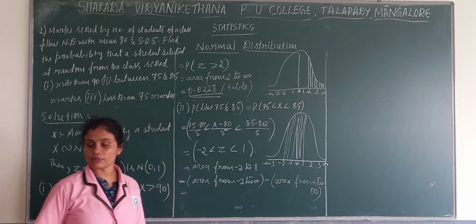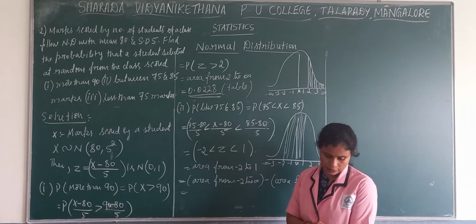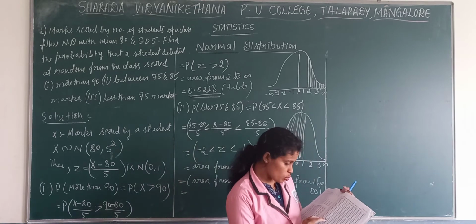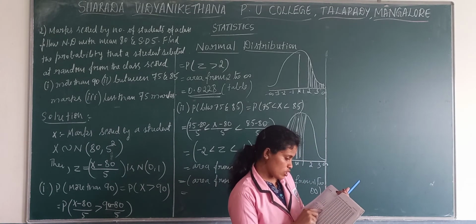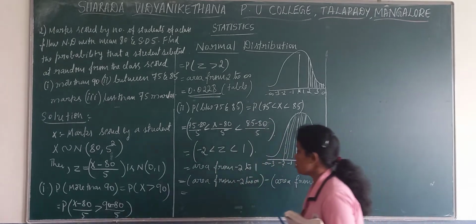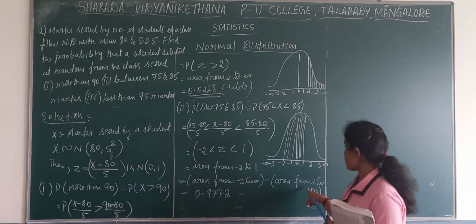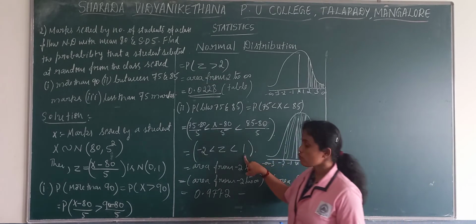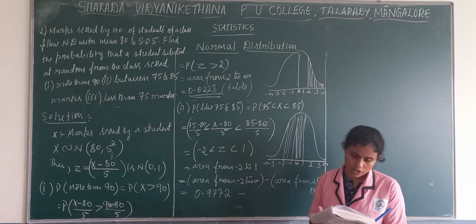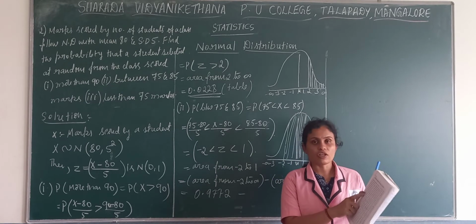Now how to deduct? Get the minus 2 value from the table. What is the value of minus 2 in the statistical table? Minus 2 value you need to see in the minus table. There, minus 2.0, 0.9772, here you will get 0.9772. From that, what is the value of 1 in the table? See there, positive table 1. There 0.1587.